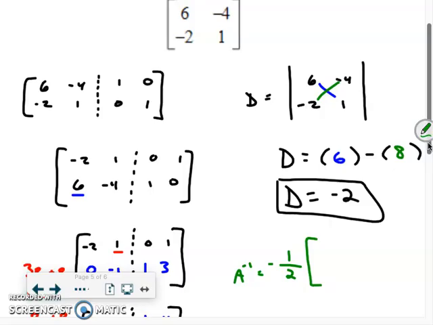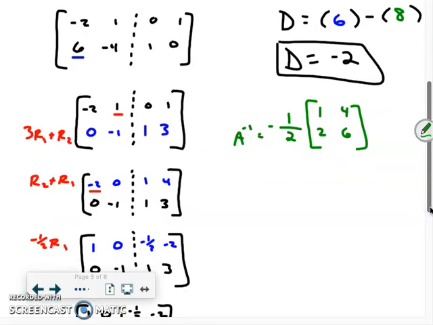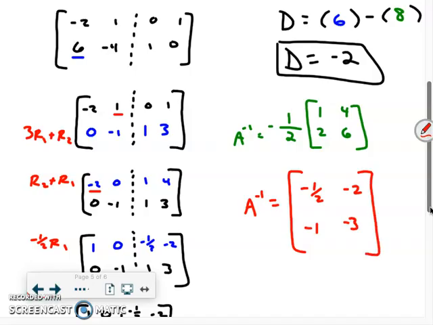So negative 1/2 times. We jumbled the order, that's going to switch from 1 and 6. That's going to negate. Negative 4 turns to 4, negative 2 turns to positive 2. And now that we have this scalar of negative 1/2, we could also say that the inverse, if I scale it through, is going to be negative 1/2. Negative 1/2 times 4 is negative 2. Negative 1/2 times 2 is negative 1. Negative 1/2 times 6 is negative 3.